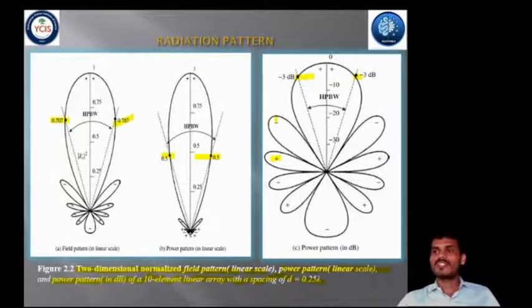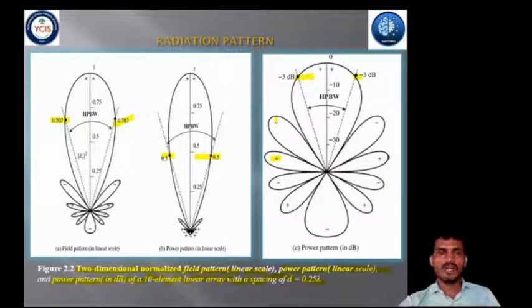Now, to find the points where the pattern achieves its half power, that is the minus 3 dB power point relative to the maximum value of the pattern, you can set different values. For the field pattern this value is 0.707, for the power pattern this value is 0.5, and for the power pattern in dB this value is set at minus 3 dB. So these are the three different diagrams related to the field pattern, the power pattern in linear scale, and the power pattern in dB scale.